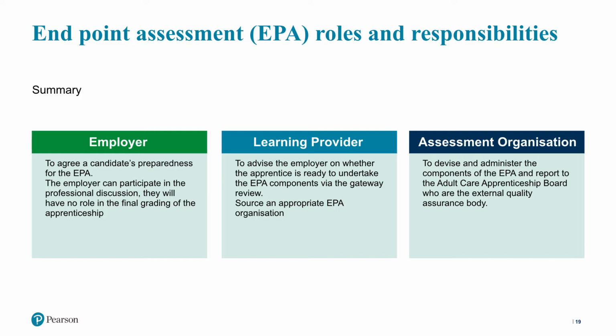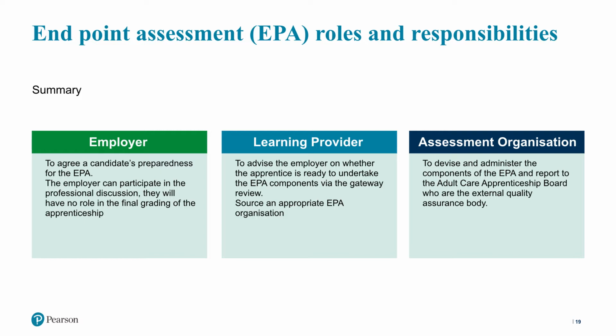Because what you really don't want to do is push a learner to go through to that endpoint when they're really not ready and they fail, because that's really not what anybody wants. And the better prepared they are, the more familiar they are with what will happen to them, the better chance they have of achieving the overall apprenticeship. Now, the one thing that the employer can do is that part of the endpoint assessment is the professional discussion.